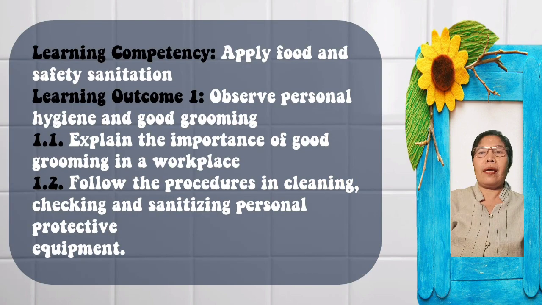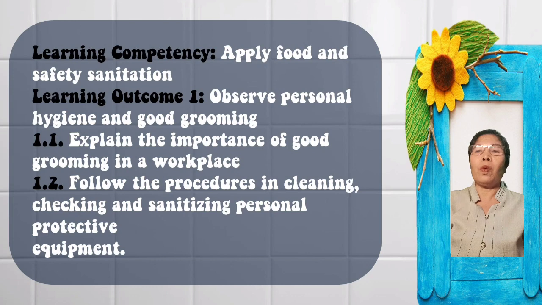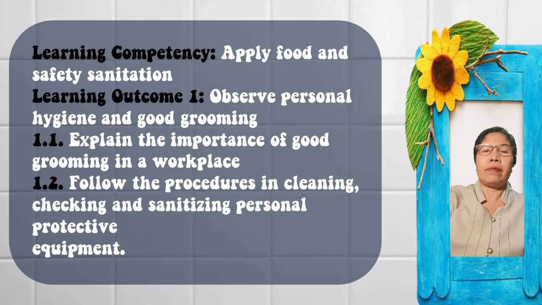Learning competency: apply food safety and sanitation. Learning outcome 1: observe personal hygiene and good grooming. 1.1, explain the importance of good grooming in a workplace. 1.2, follow the procedures in cleaning, checking, and sanitizing personal protective equipment.